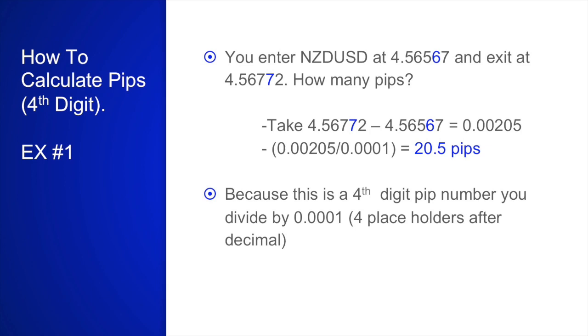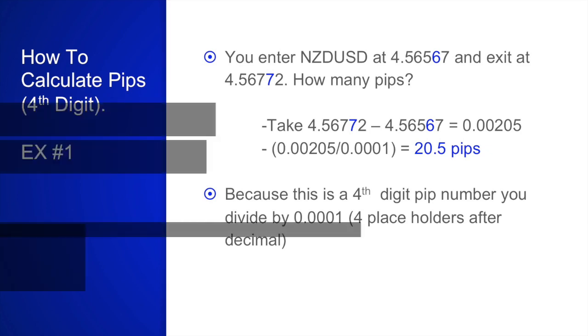Is going to equal 20.5 pips. Why did you want to divide by 0.0001? Because remember, the pip is the fourth decimal place, or the fourth digit after the decimal point. So if you divide by that decimal, you're going to get 20.5.